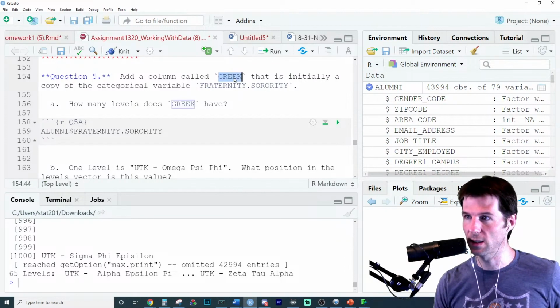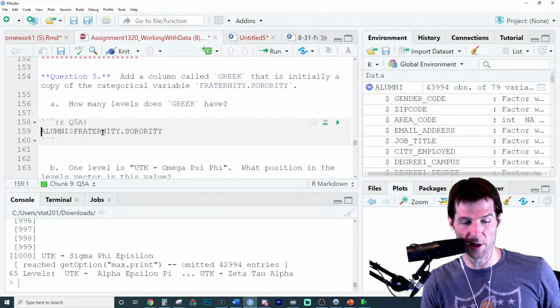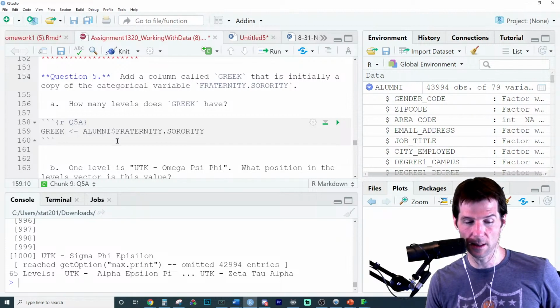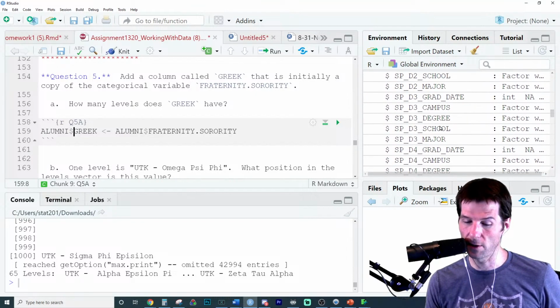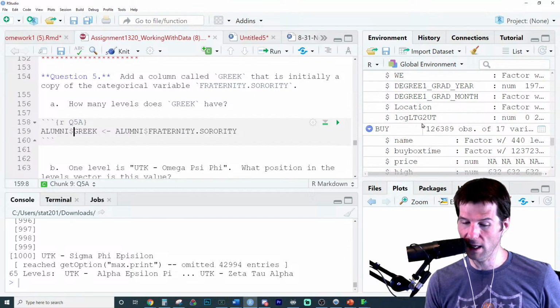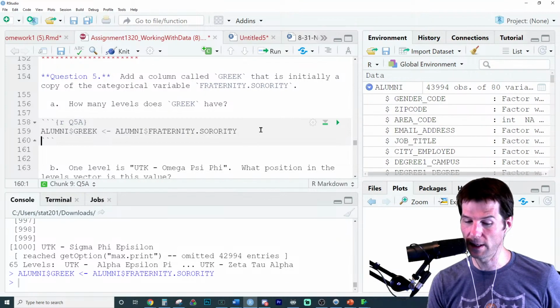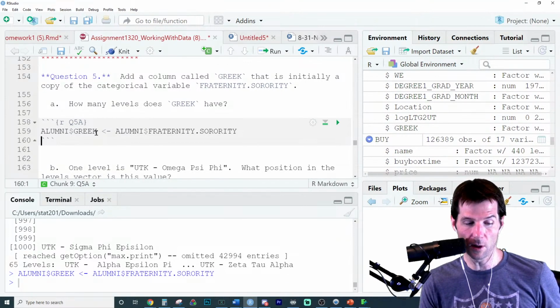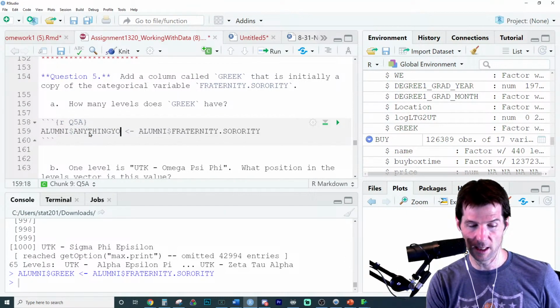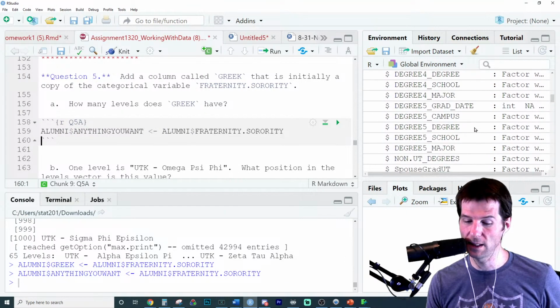And then we want to take it and store it into Greek. But we want to append a column, which means we're going to go to alumni and add this. Now I want you to see down here, Greek is not at the end of this until I run this. And guess what? Now Greek is at the end of it. You can call this anything you want, and it will append it to the data frame.